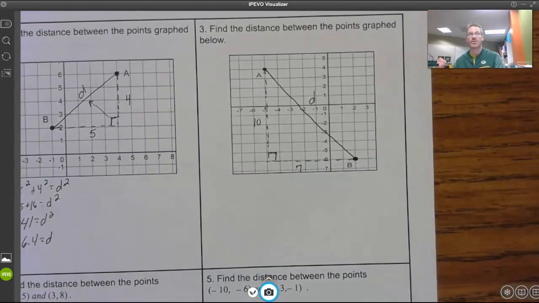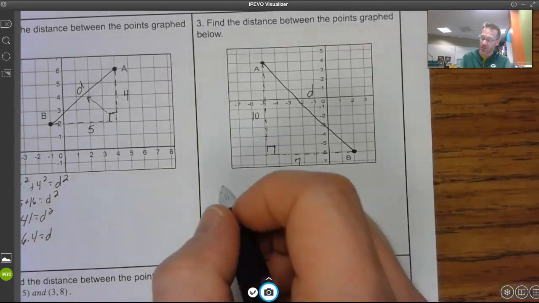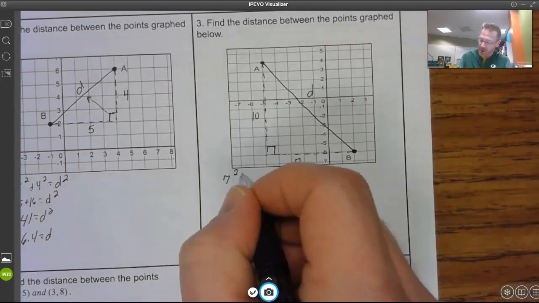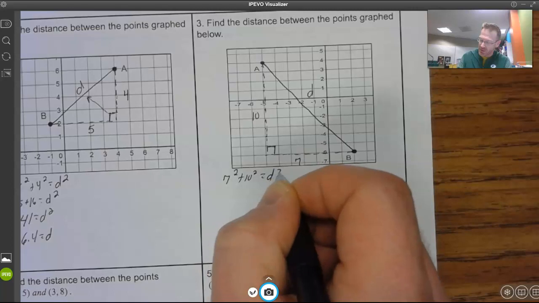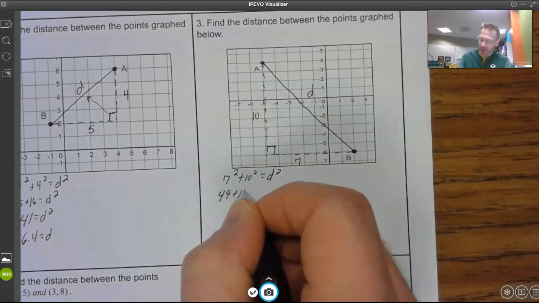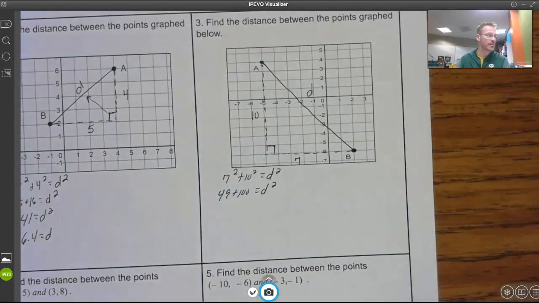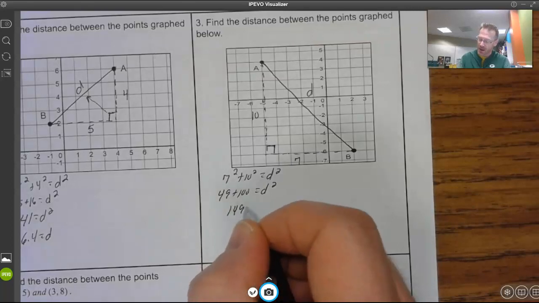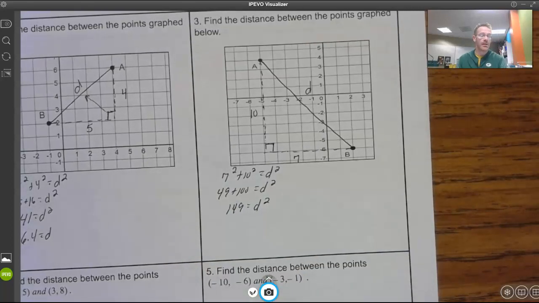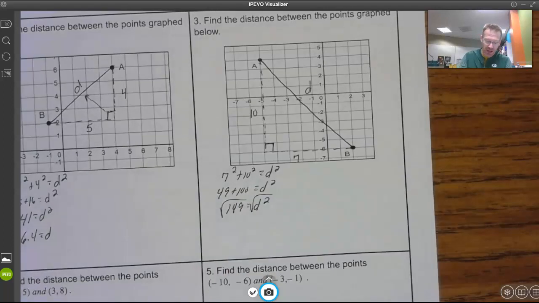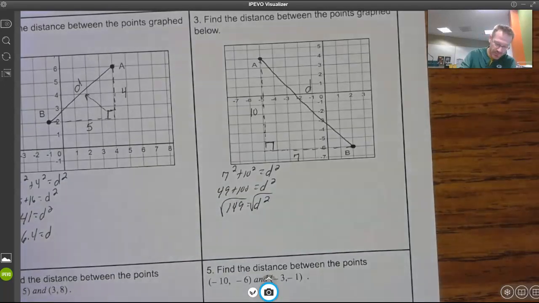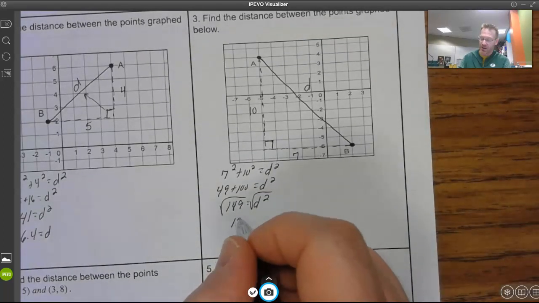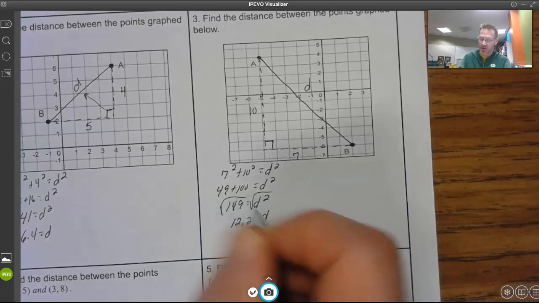And once I've done that, now it's just right into our Pythagorean theorem, right? So, all right, 7 squared plus 10 squared equals d squared. 49 plus 100 equals d squared. And so 149 is equal to d squared. All right, take that square root of both sides. And I can see that my length of this segment would be 12.2.